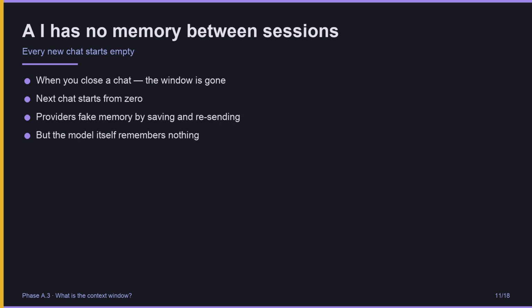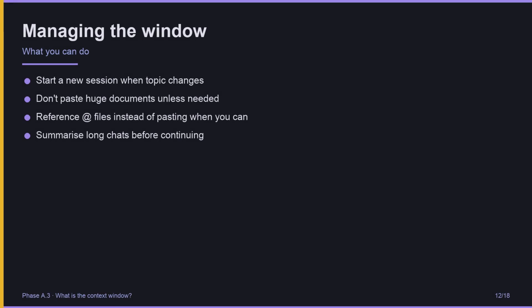Inference is stateless. This is important, and we will come back to it when we talk about agents and persistent memory. What can you do to manage the context window wisely? Start a fresh session when the topic changes, that resets the window. Do not paste huge documents into the chat unless you really need to. When you are using a tool like OpenCode, reference files with the @ symbol instead of pasting their contents, the model loads only what it needs. And for long chats, consider summarizing what came before, then starting a new session with that summary.